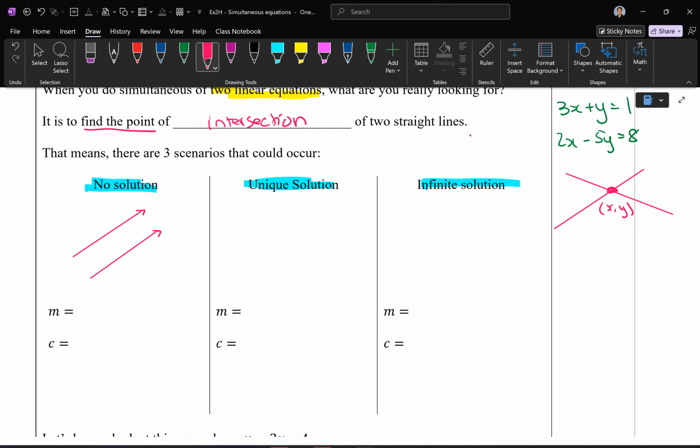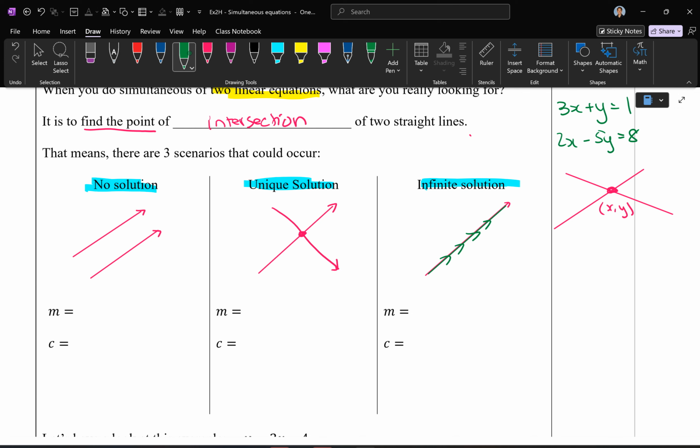Unique solution just means you have one answer. There's only one intersection, because two straight lines can only intersect at one point. Hence, the other line has to have a different gradient to have one point of intersection. What do you think infinite solution would mean then? How is it possible two straight lines will intersect infinitely? Molly? Same line. If you had one line like this, and then the second line is exactly the same line as well, that's the only way you intersect infinitely.